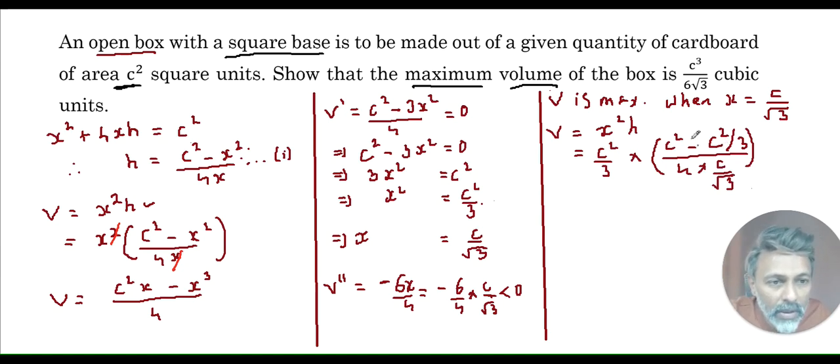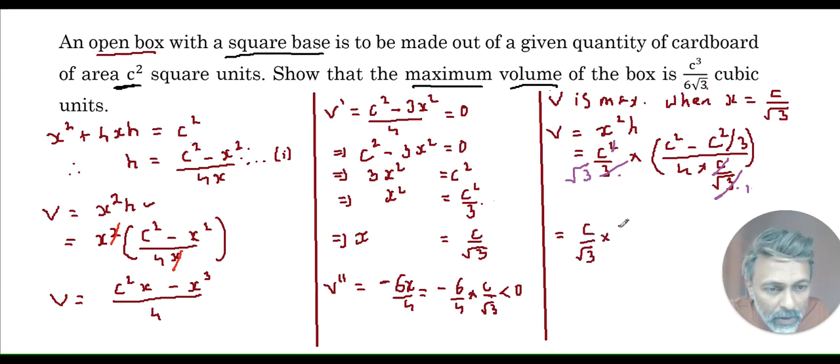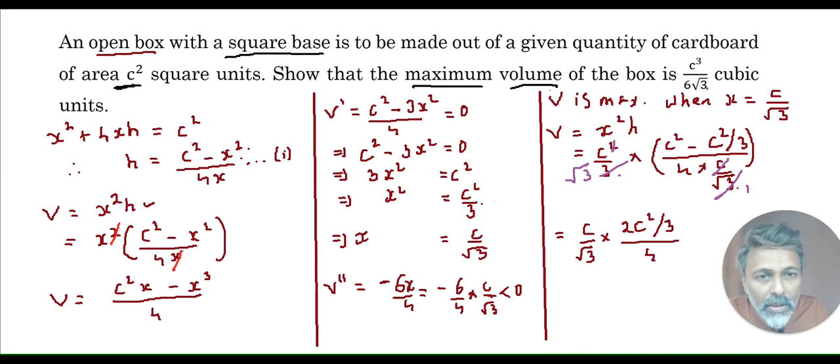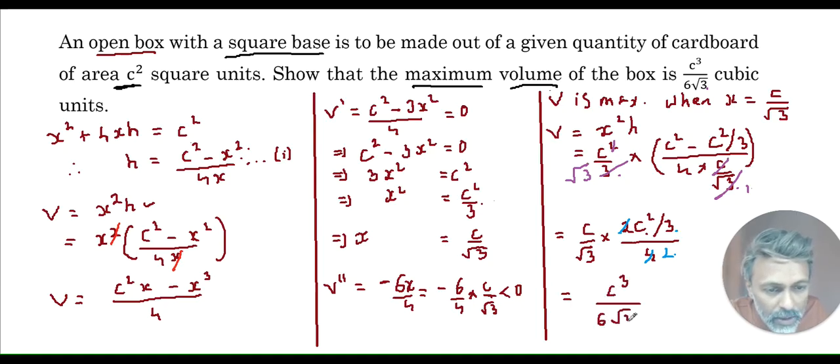We can work this out now. One of the c cancels with this c. Then root 3 and 3 can cancel out. So root 3 cancels out, and 3 cancels out and becomes root 3 in the denominator. It is equal to c upon root 3 into 2c square upon 3 divided by 4. 2 ones are 2, 2 threes are 6. C square into c becomes c cube. So c cube upon 6 root 3 cubic units is the volume of the open box, which is maximum.